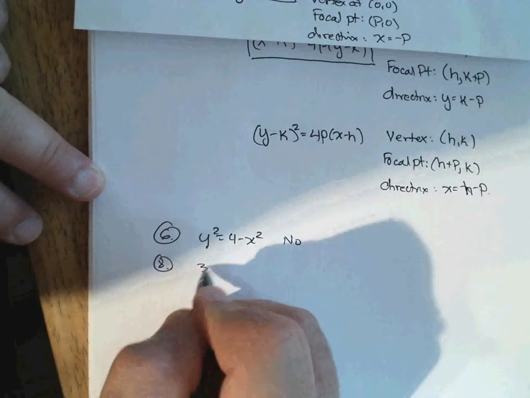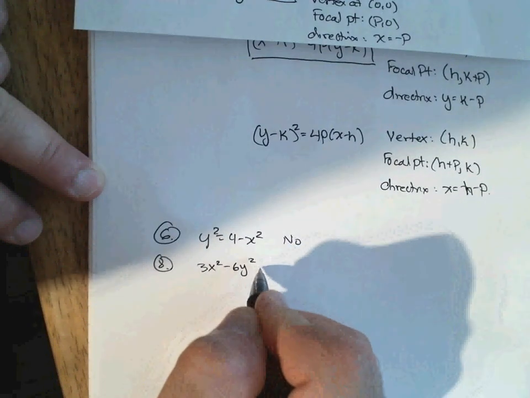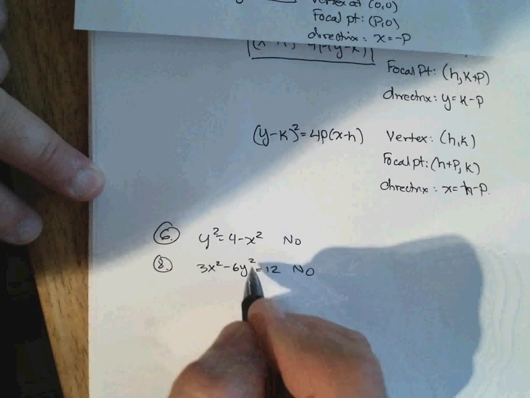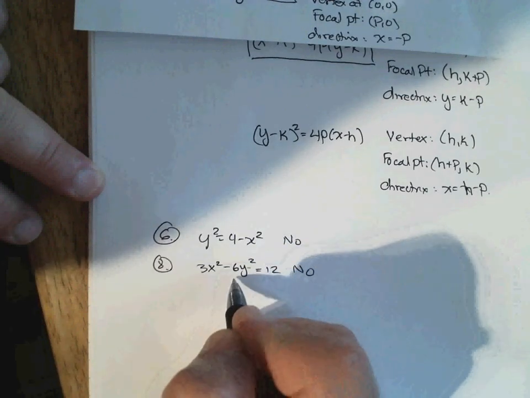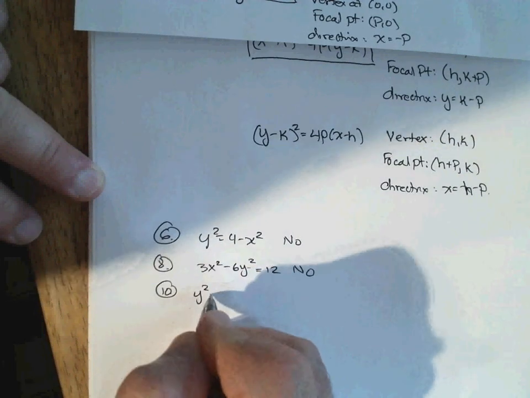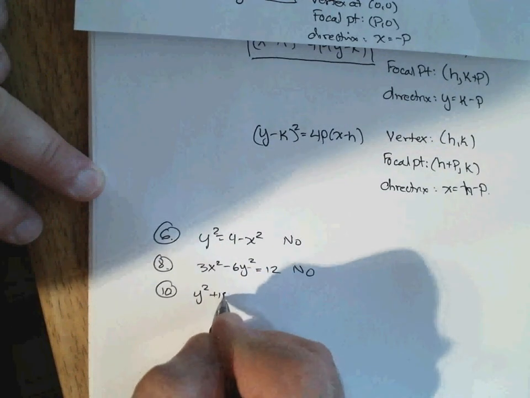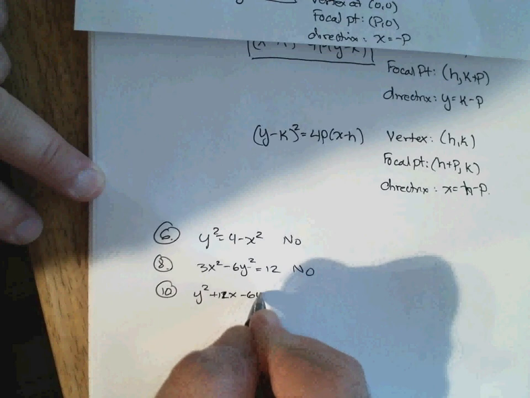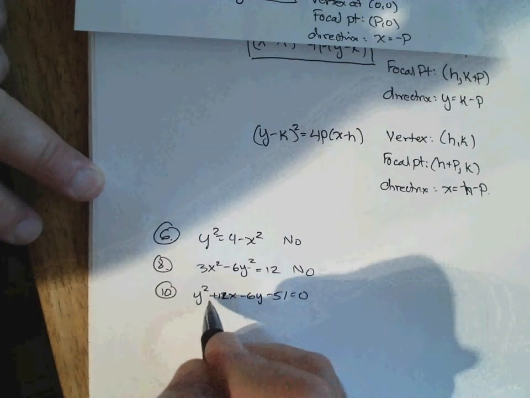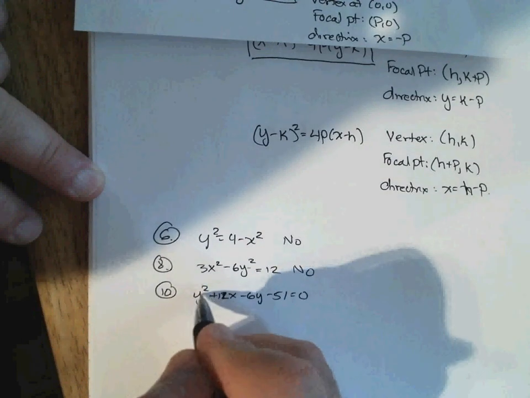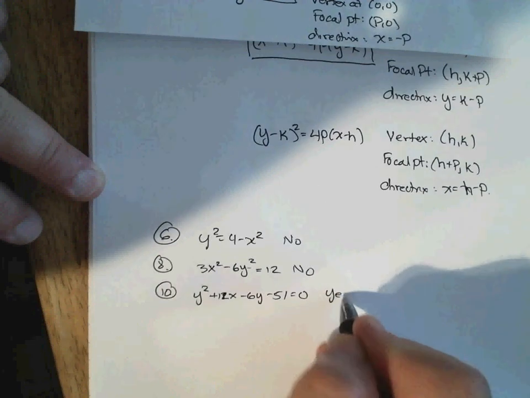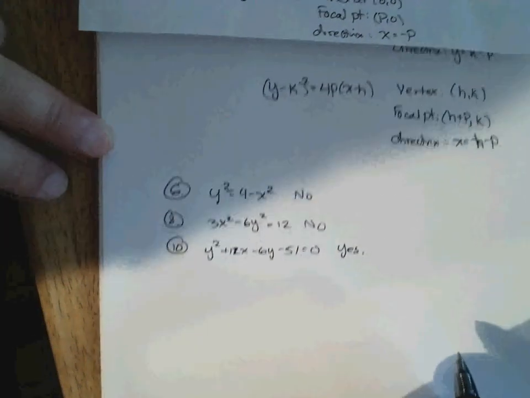In 8, you have 3x squared minus 6y squared equals 12. Is that a parabola or not? No, for the exact same reason. Both the x and the y are being squared. 10. Y squared plus 12x minus 6y minus 51 equals 0. Is that a parabola? Yes, it is, because one of the terms is squared, the y, while the x is not being squared. So that is the form of a parabola.